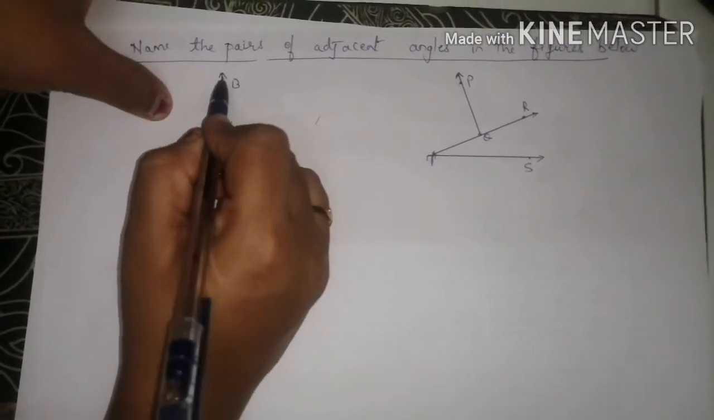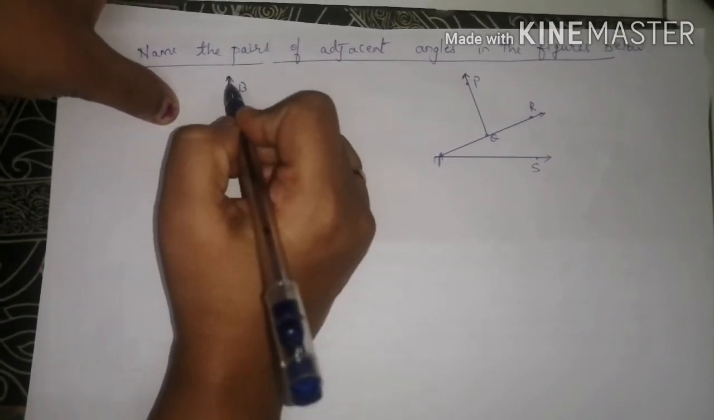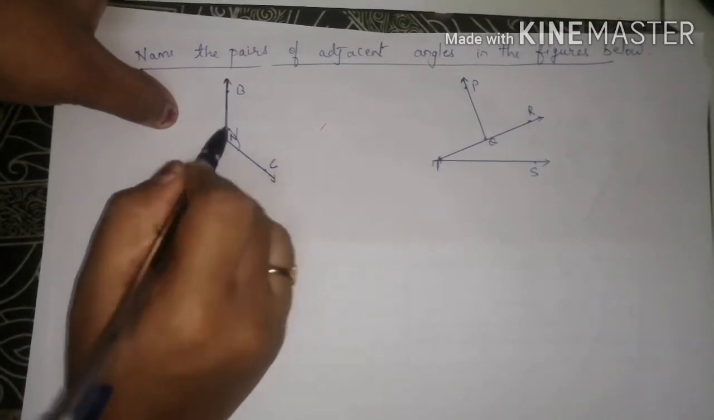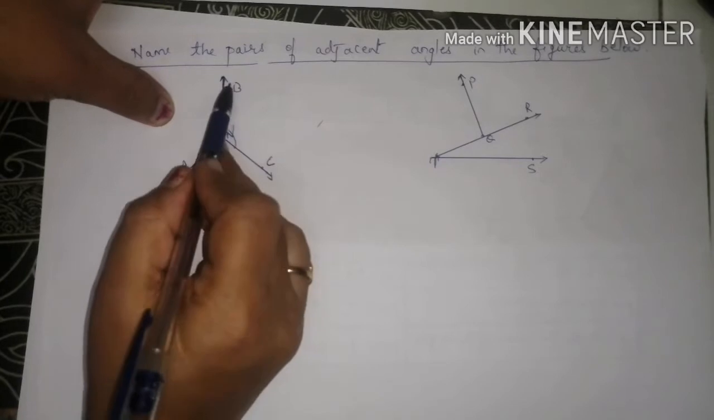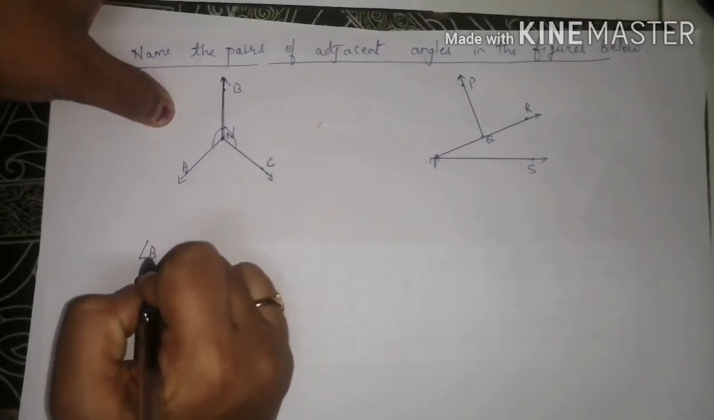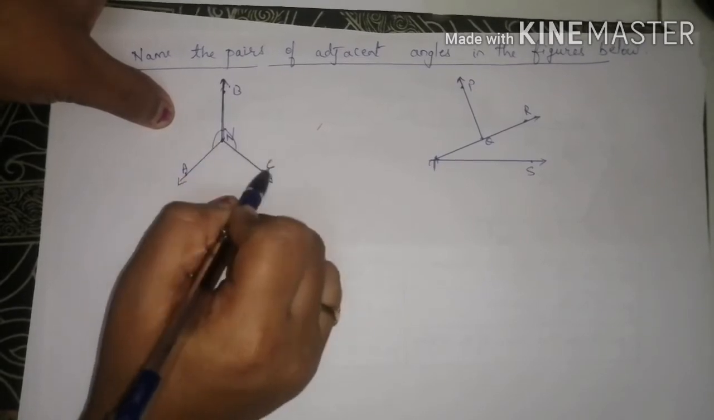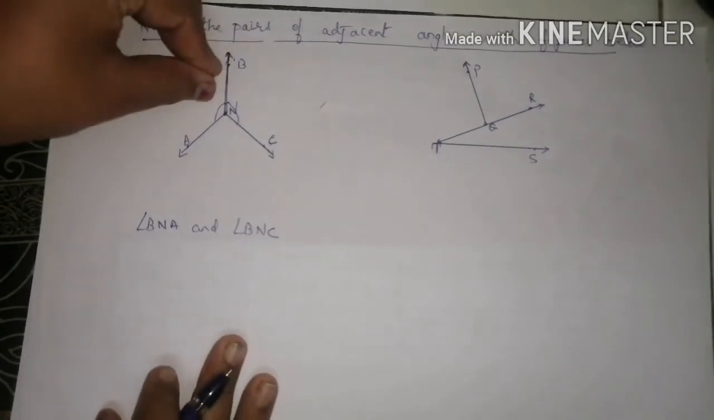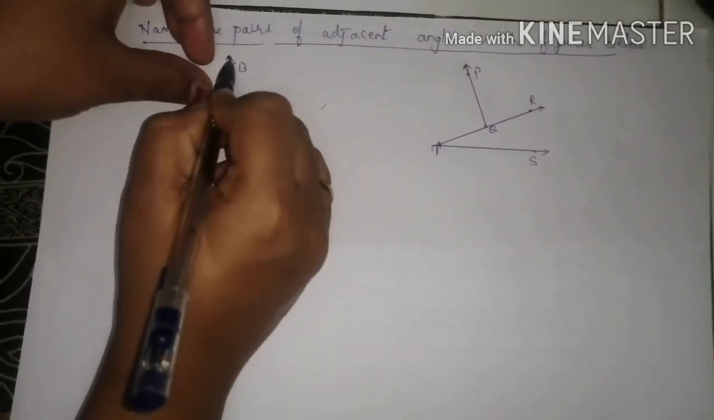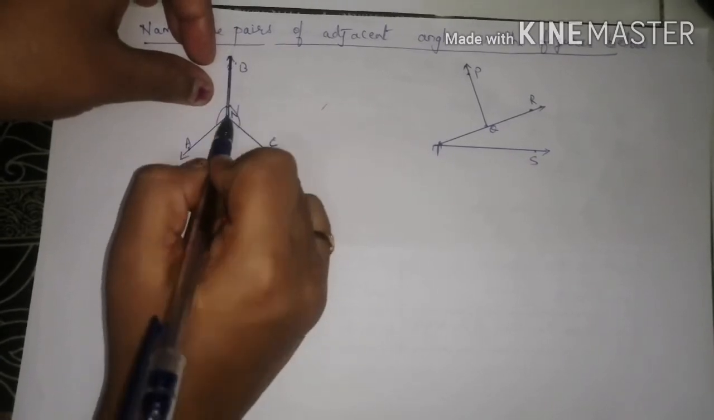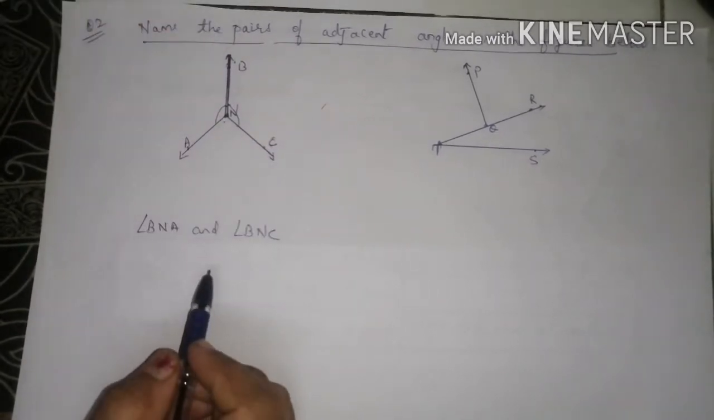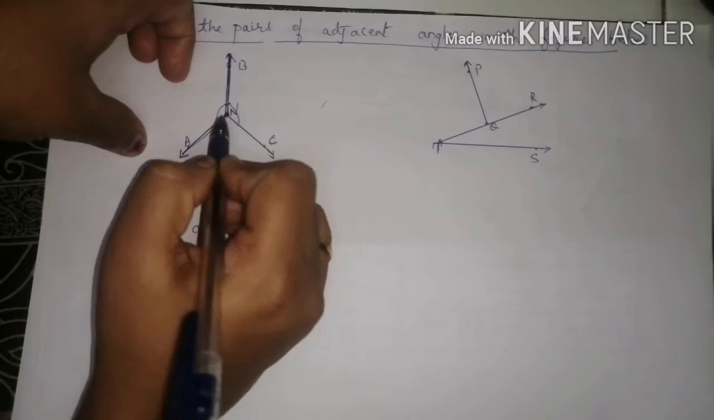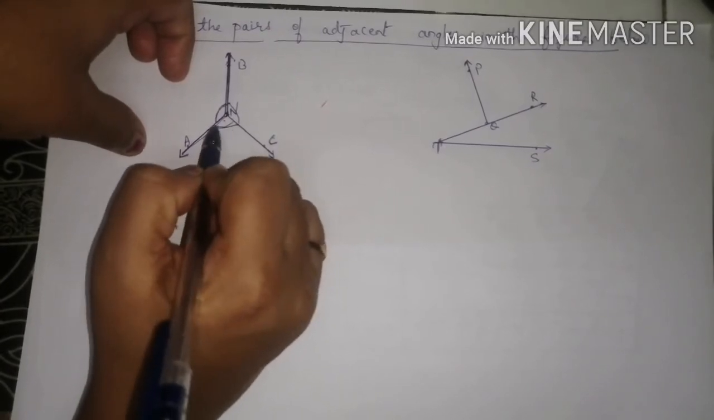If we consider this common arm, these are the two angles, and this is the common vertex, and their interiors are separate. So angle BNA and angle BNC. If we consider N as the common vertex and BN as the common arm. Now we'll take NA as the common arm, so this angle and this angle.